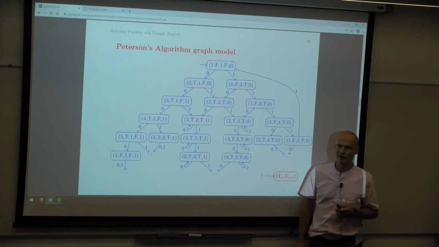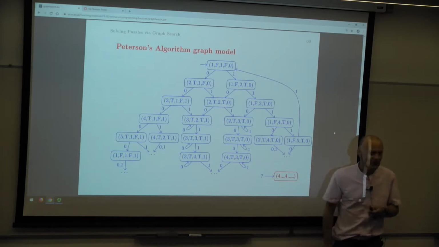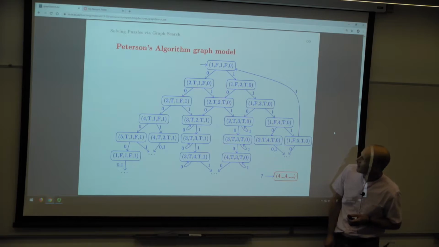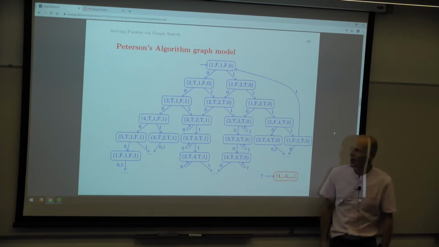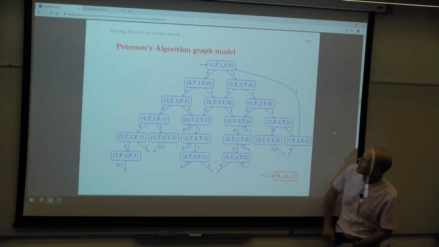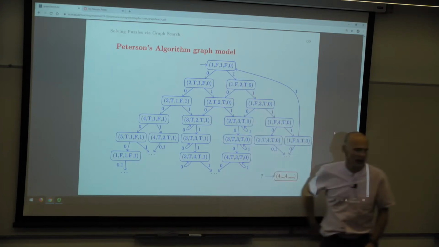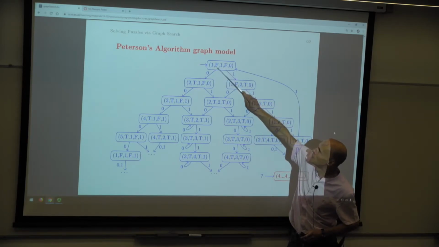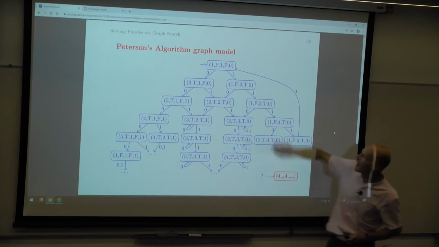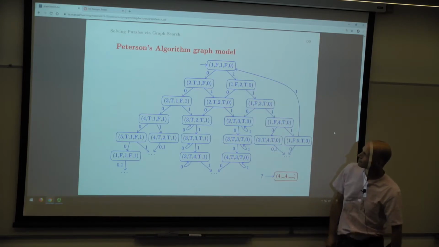Here's part of the graph model. I started drawing it and found that the slide wasn't big enough, but we can at least explain some of the ideas on this. Don't stare at this too hard. You might spot my errors. The initial state up here, both processes are at line 1. Both the flags are false, that's the initial state, and the turn variable is 0.